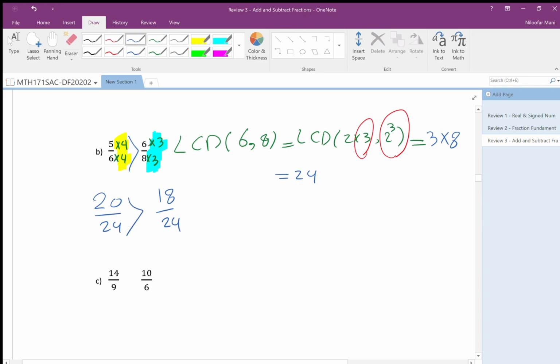Don't use a calculator just to go to decimal numbers. I don't accept that. 5 over 6 is more than 6 over 8. How about the other one?